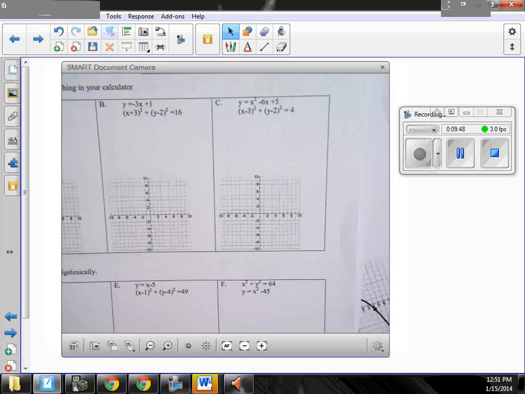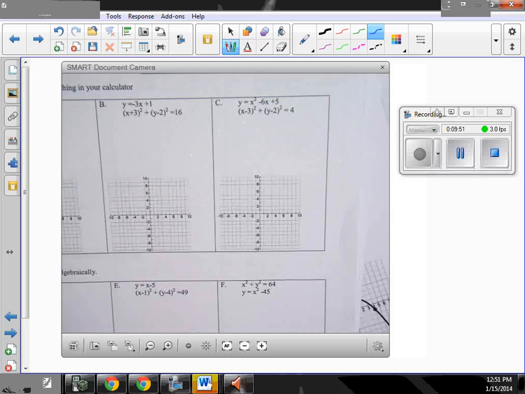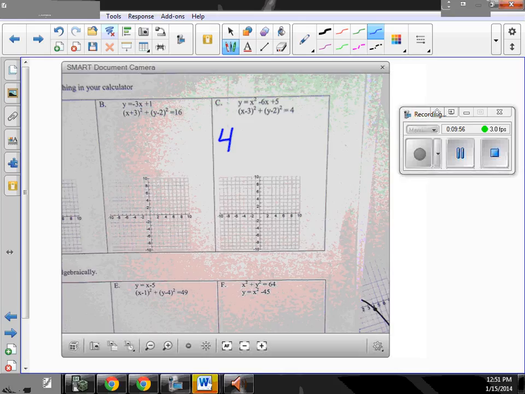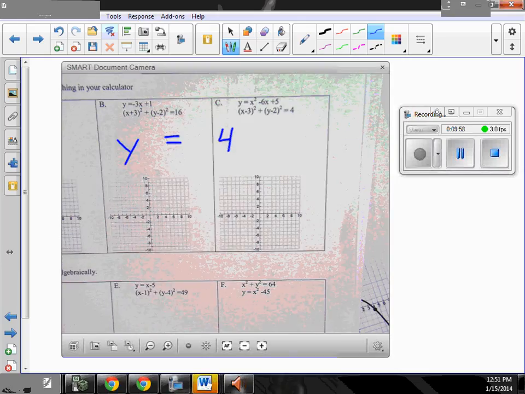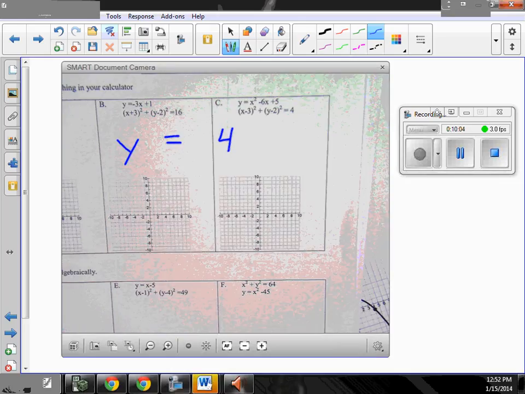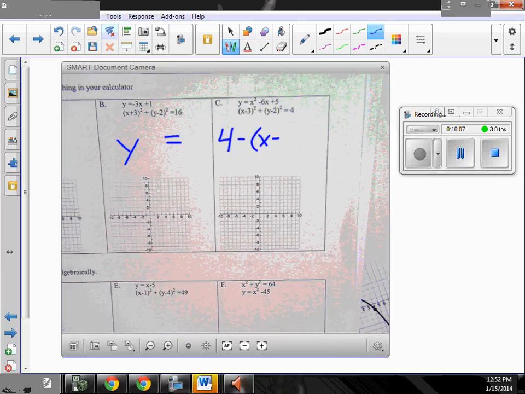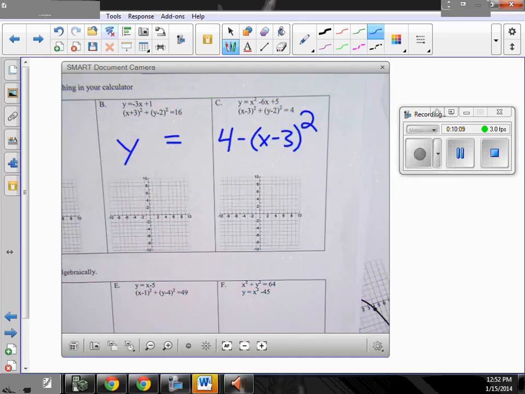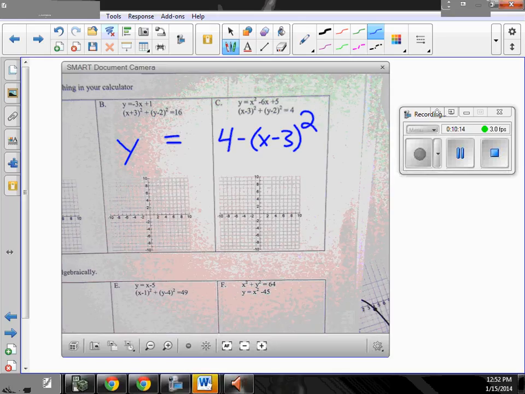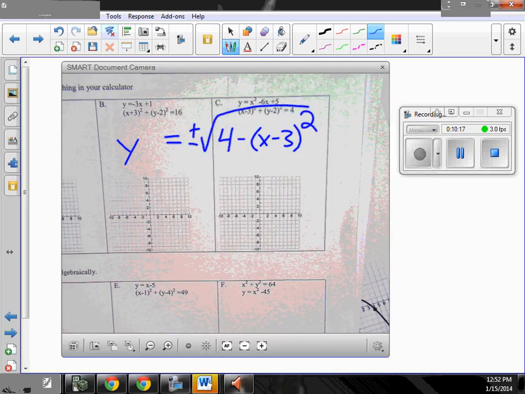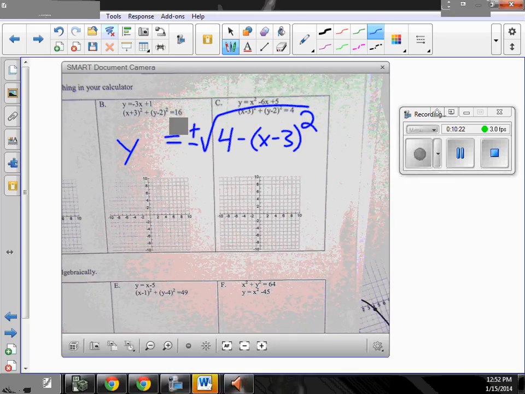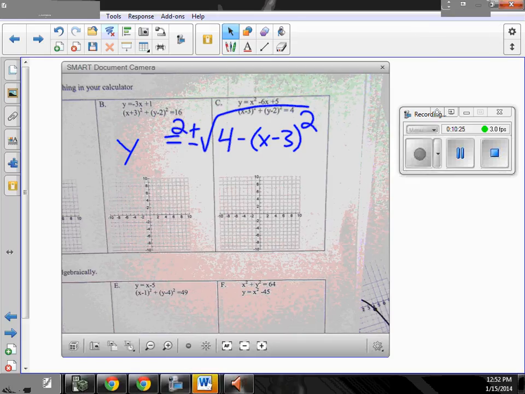So we have a quadratic and a circle. So I need to solve the circle for y. So 4... What do I move first? The whole x, so minus parenthesis x minus 3 squared. What's the next step? Take the square root. So there's a plus or minus, and then add the 2. So it's pretty similar to the last one we just did.